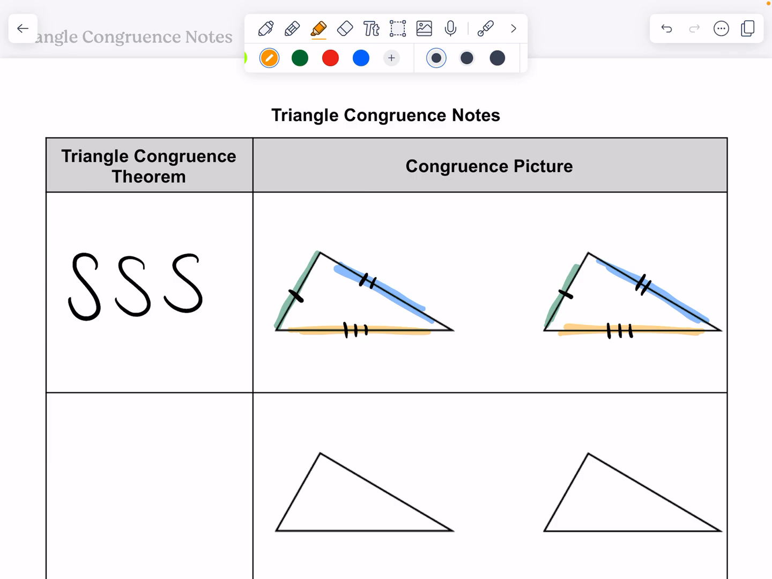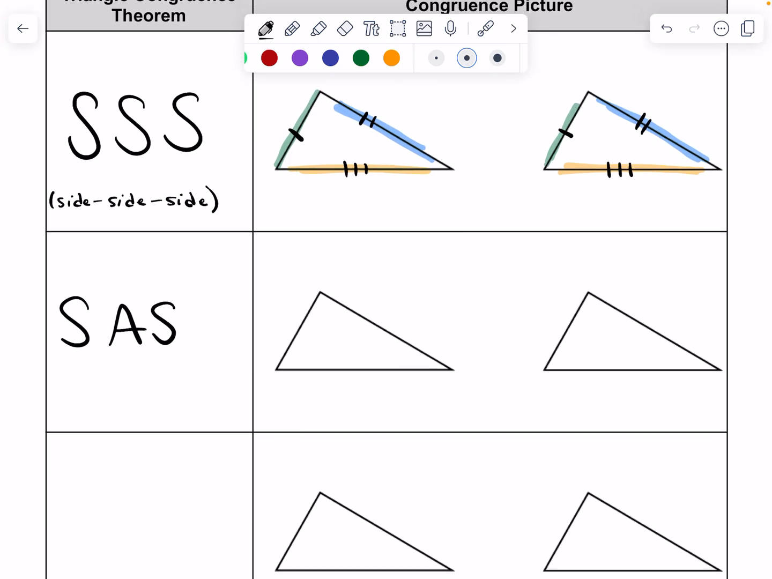The second one, I want to do one more thing here. Just make sure you understand what this means. So this is side, side, side. The second theorem is side, angle, side. And this starts to get complicated because of where you start moving around. So I'm first going to say what this means. Side, angle, side. I'm going to pick 2 sides first. So I'm going to pick this one and this one. It doesn't really matter. And the angle that's in between those 2 sides is what's going to be marked. So I'm going to mark this angle right here. It can't be any of the other angles.